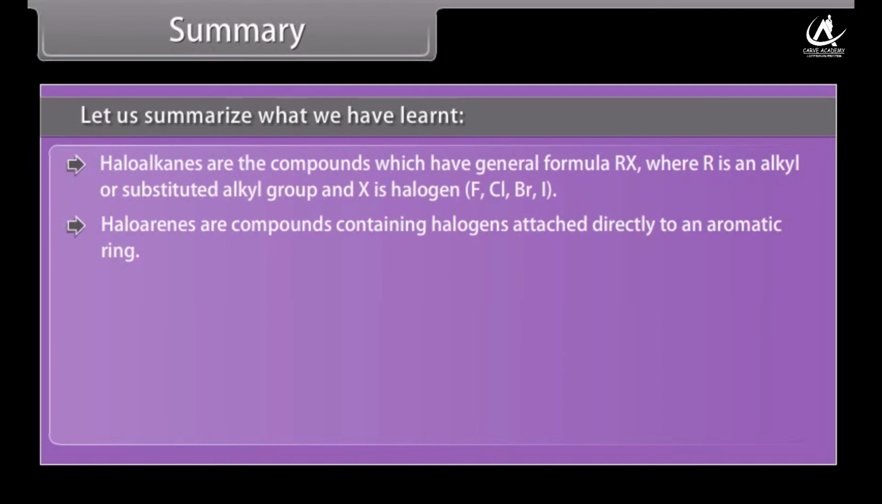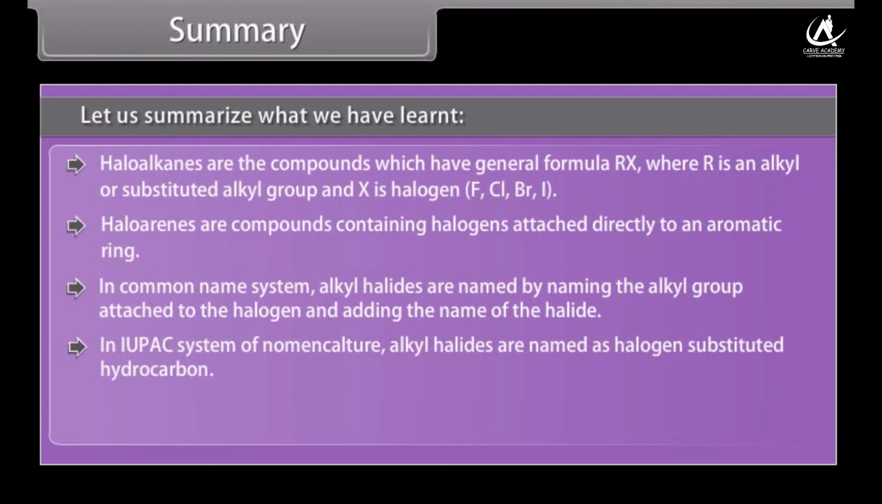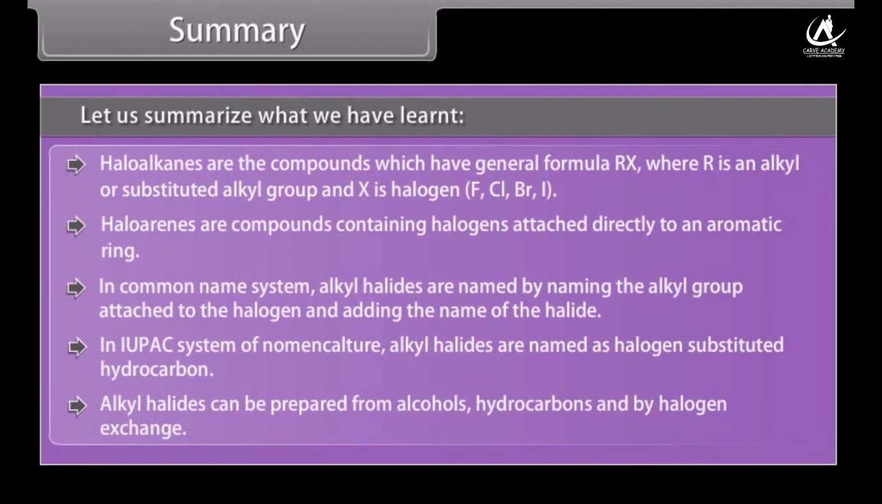Haloarenes are compounds containing halogens attached directly to an aromatic ring. In common name system, alkyl halides are named by naming the alkyl group attached to the halogen and adding the name of the halide. In IUPAC system of nomenclature, alkyl halides are named as halogen-substituted hydrocarbons. Alkyl halides can be prepared from alcohols, hydrocarbons and by halogen exchange.